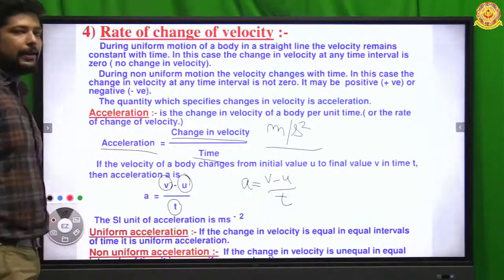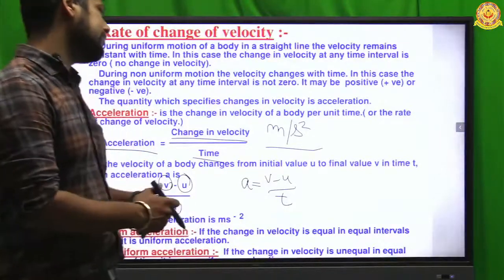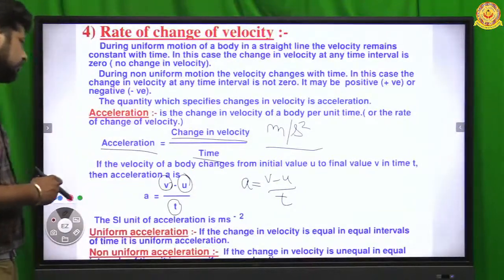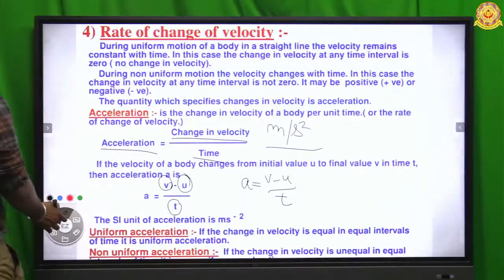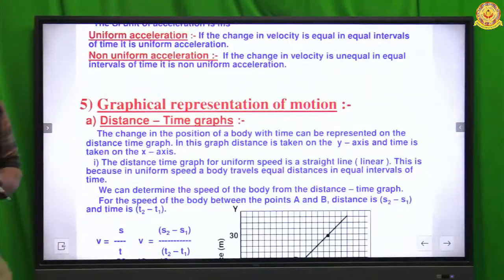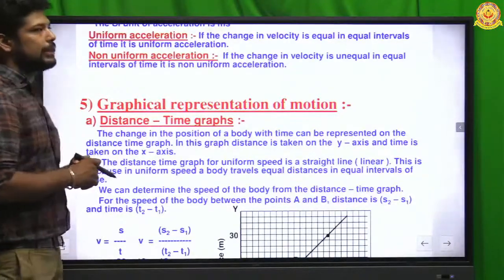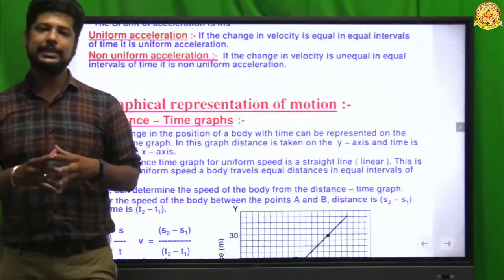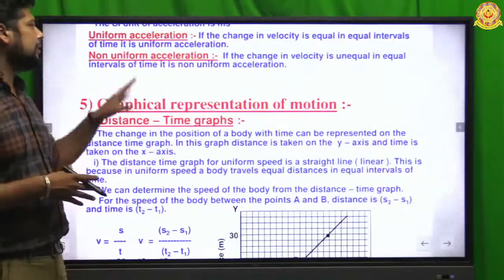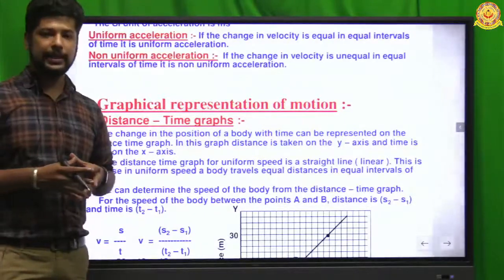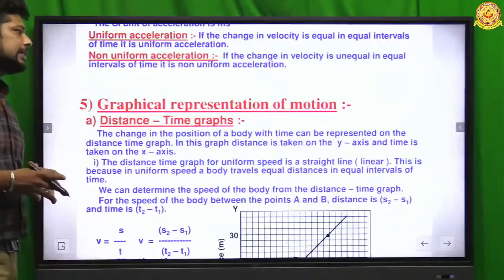Suppose you are given a final velocity, an initial velocity and the time, so you can easily identify the acceleration. Now uniform and non-uniform acceleration. If the change in velocity is equal in equal intervals of time, it is uniform acceleration. And if the velocity is changing in unequal intervals of time, then we say it is non-uniform acceleration.